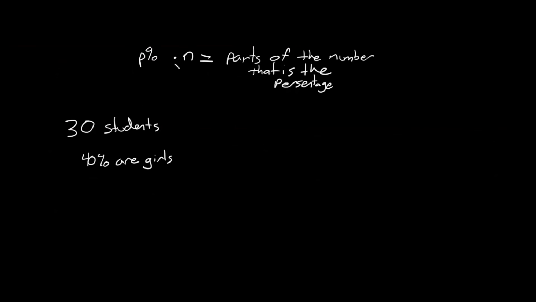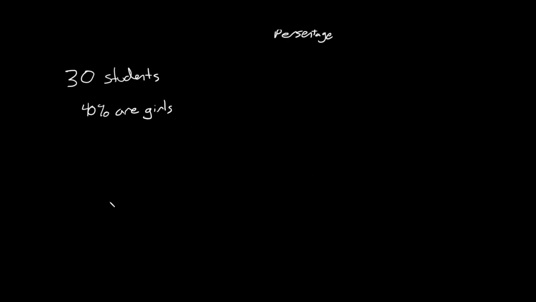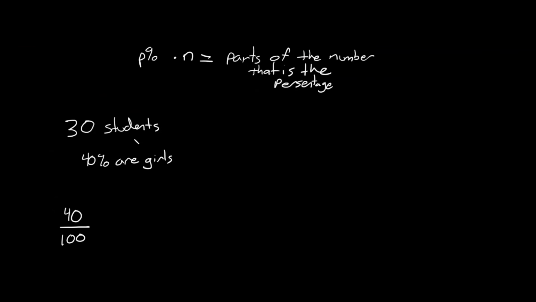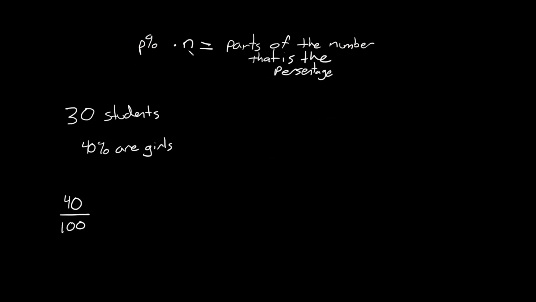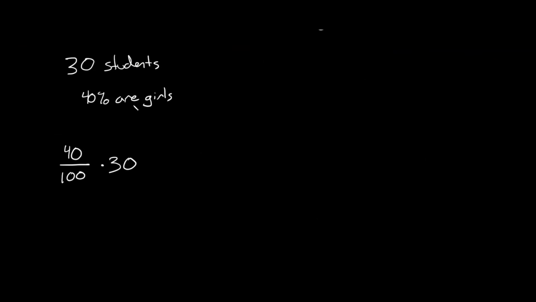Well, using this formula up here, we take the percentage, so 40%, or 40 out of 100. And then we're going to multiply it by the total number of things, so times the total number of students, which is 30. That should give us the part of the total that are the percentage, and 40% are girls. So this equation here should get us the number of girls.